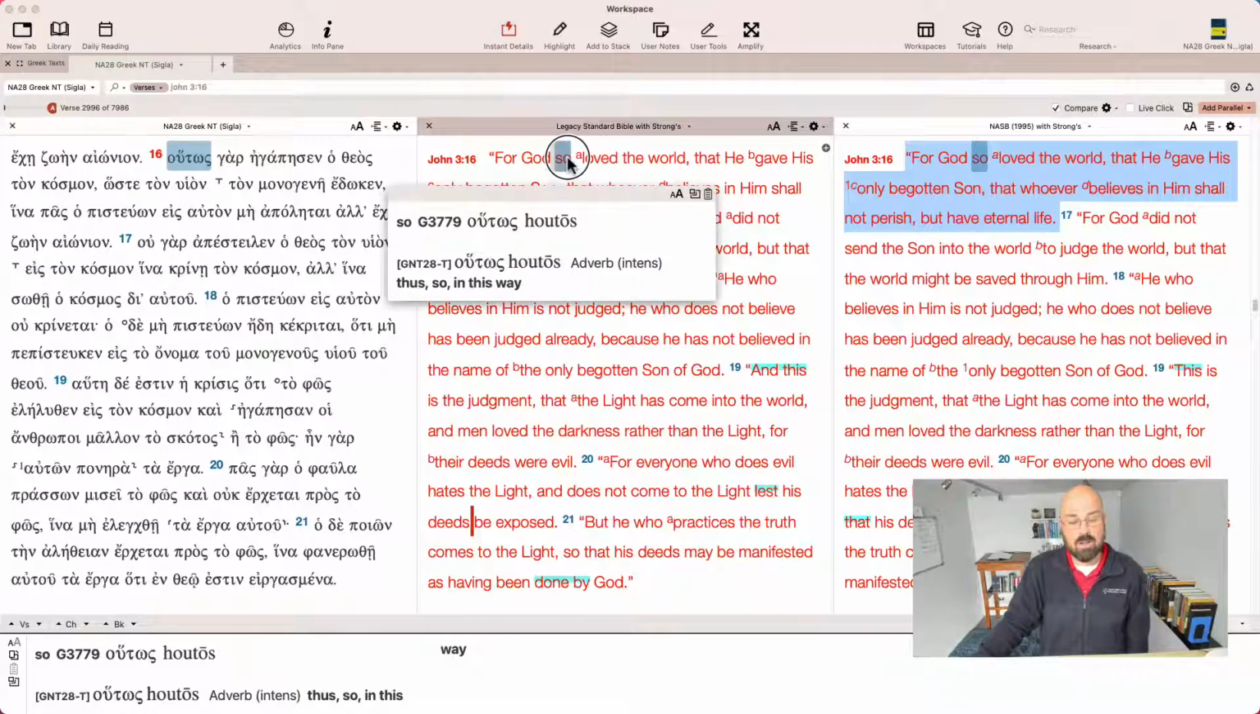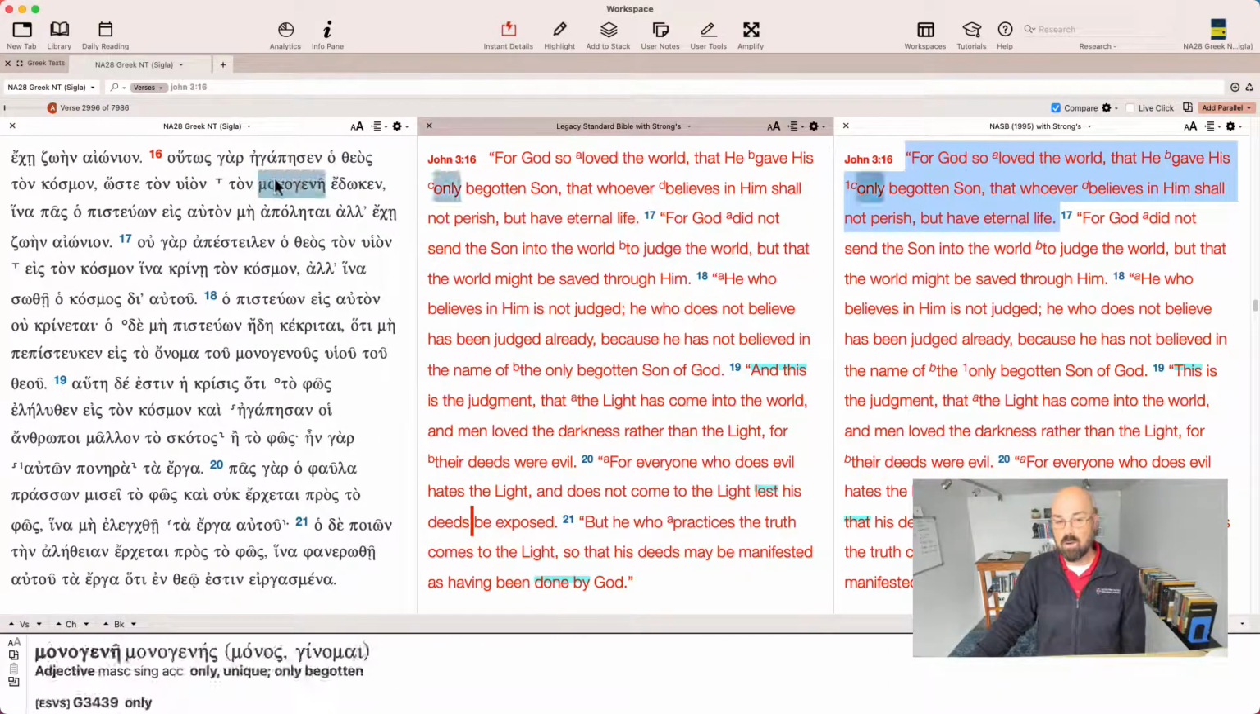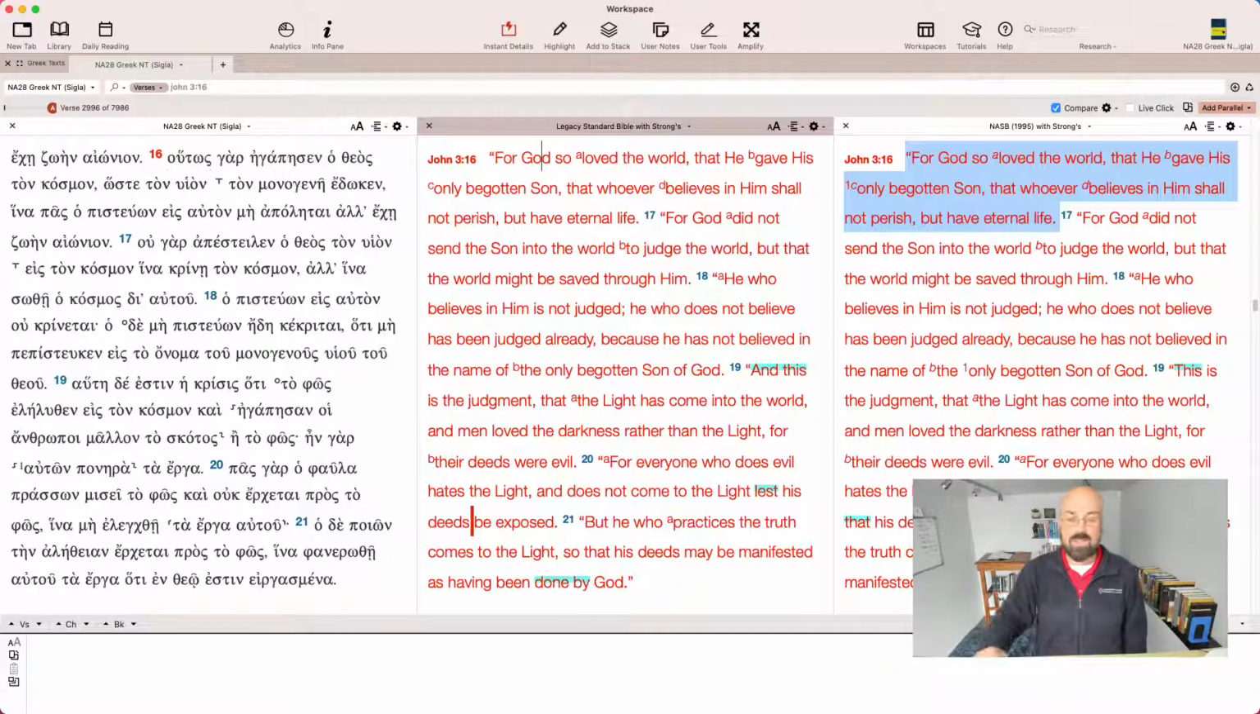It's not wrong, but you do need to be aware that this English word "so" is actually a little bit ambiguous, and you want to be aware that hautos is actually meaning "in that," like, in this manner, right? Thus, so, or in this manner is the standard gloss for hautos. So I hope this has been helpful.